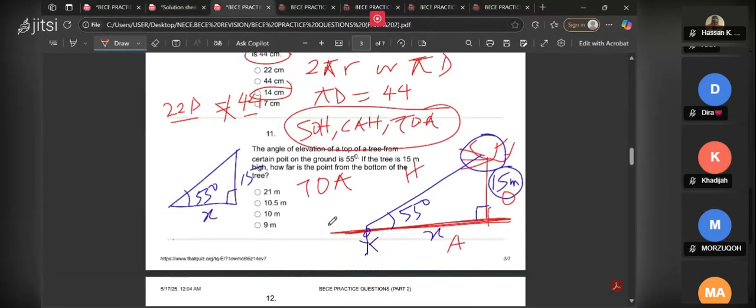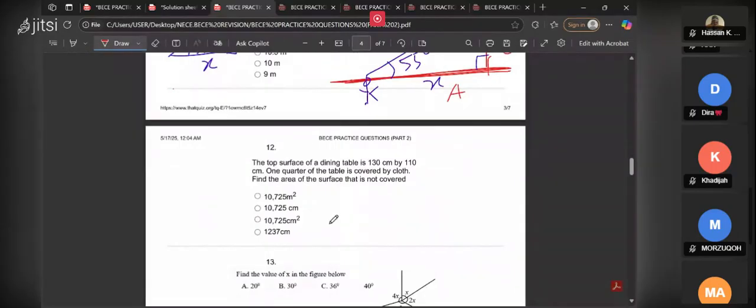Okay. So we go to question 12. The top surface of a dining table is 130 centimeters by 110 centimeters. One quarter of the table is covered by cloth. Find the area of the surface that is not covered. The first thing you need to do here is to calculate the area of the table. When you get the area of the table, calculate one quarter of the area, then subtract it from the area. This is it. We have a table this way.